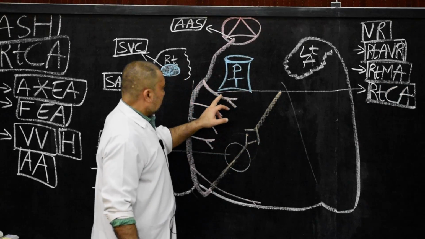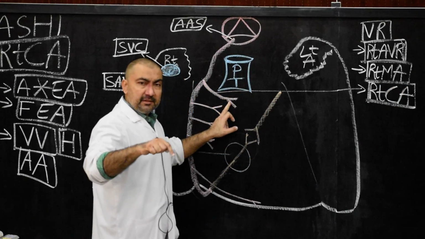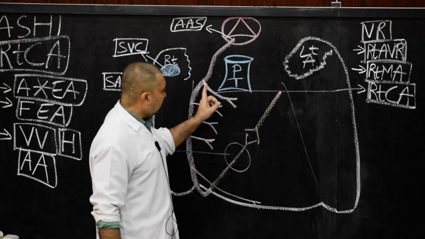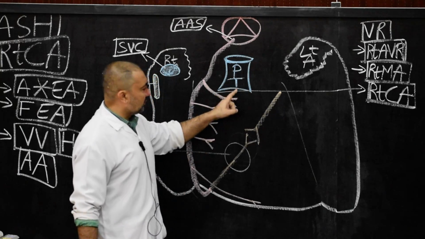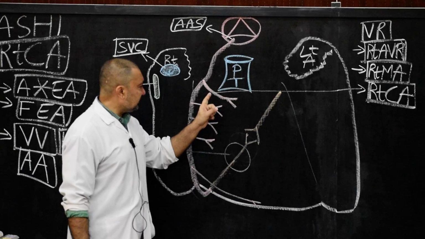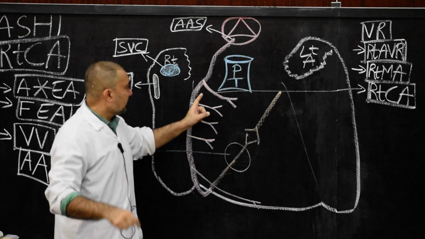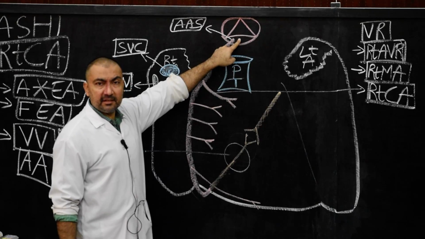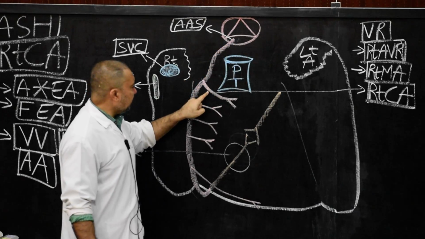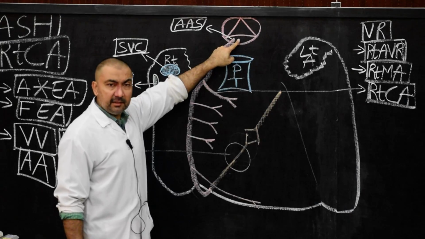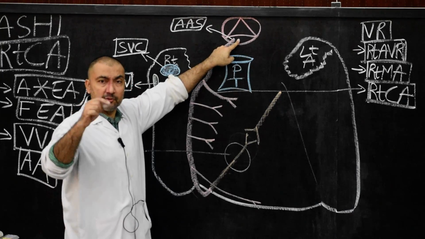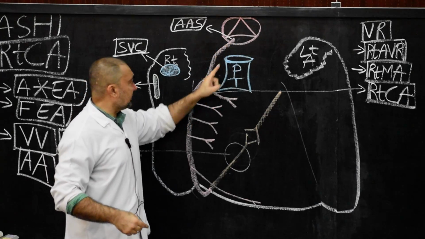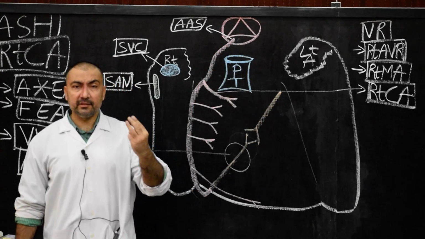Okay. So right conus artery is the first branch of the right coronary artery. It will supply the infundibular part of the pulmonary trunk. Now this right conus artery, sometimes it will take origin directly from the anterior aortic sinus. If the right conus artery takes origin directly from the anterior aortic sinus, then this artery will be known as third coronary artery.